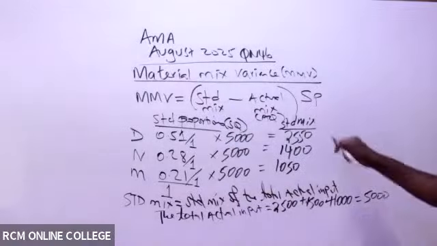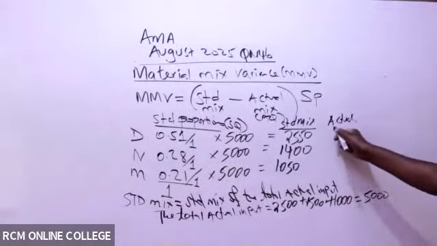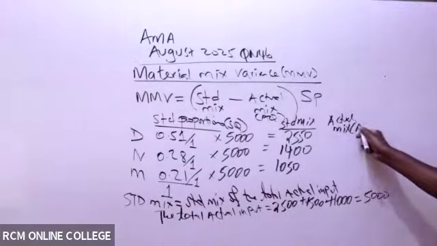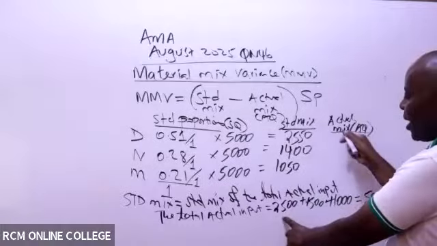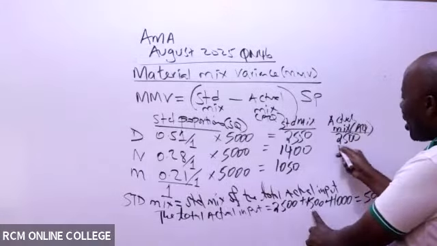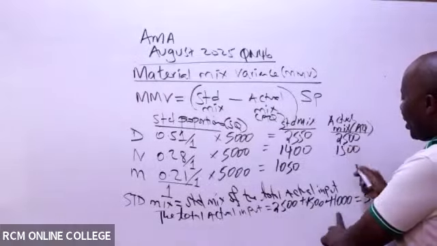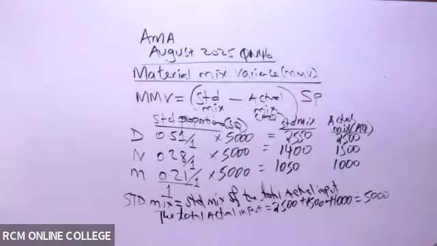Then I can just come and also mention here by the side the actual mix, just for the sake. Actual mix is the same as the actual quantity. These are the quantities that you were able to read for me. The first one for D is 2,500. The second one is 1,500. The third one is 1,000.